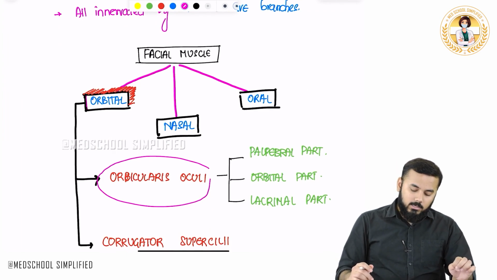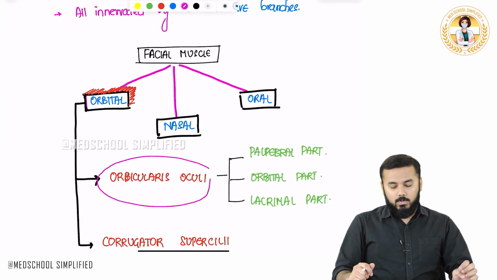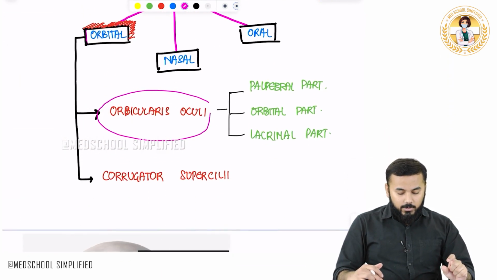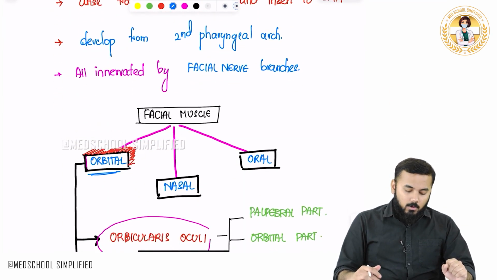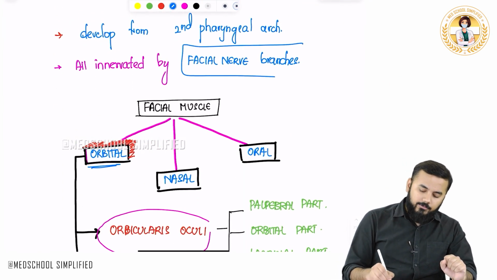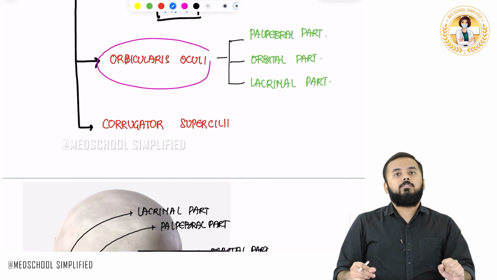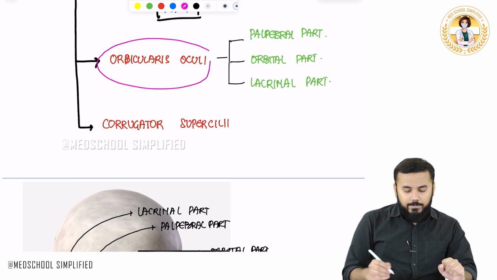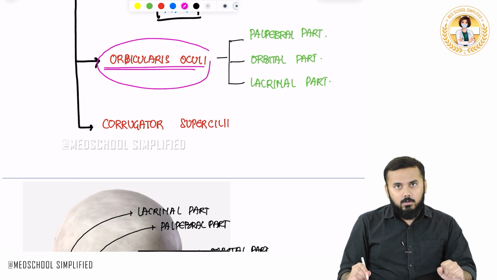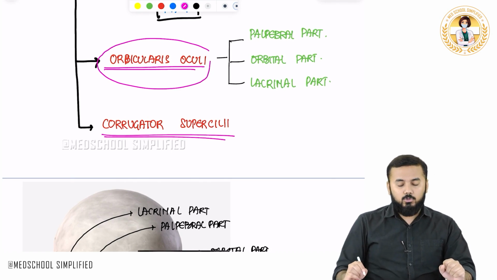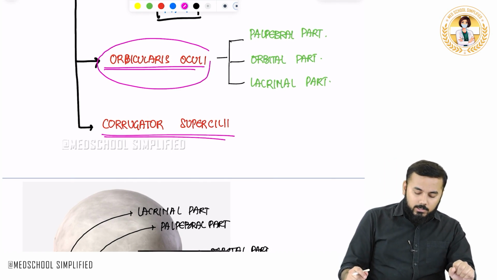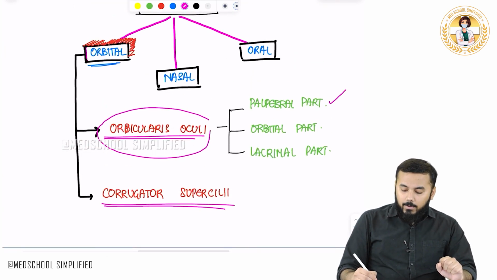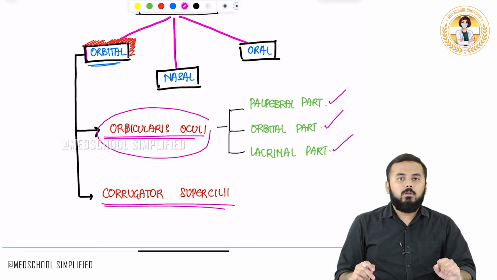What are these two more parts? One is called the nasal part, another one is called the oral part. But before we jump into that, let us discuss the clinical part. For example, what did I tell you? All of them are innervated by the facial nerve branches. For example, if the facial nerve itself is paralyzed, what can happen? Your orbicularis oculi will not work. At the same time, your corrugator supercilii also will not work. If your orbicularis oculi and corrugator supercilii are not working, do you think your palpebral part, orbital part and lacrimal part will work? It will not work.